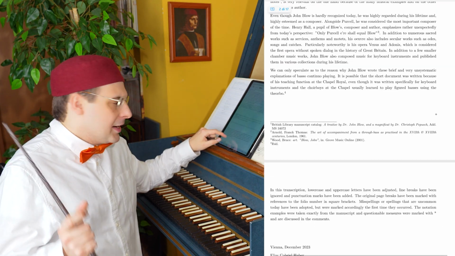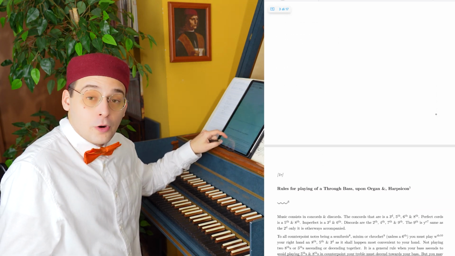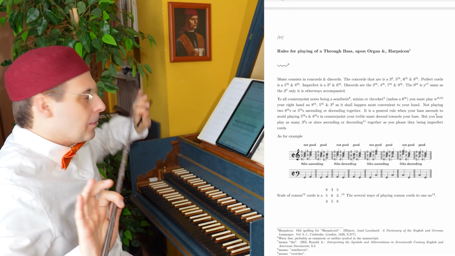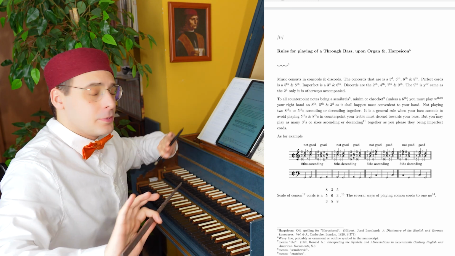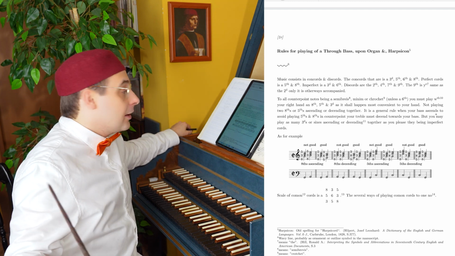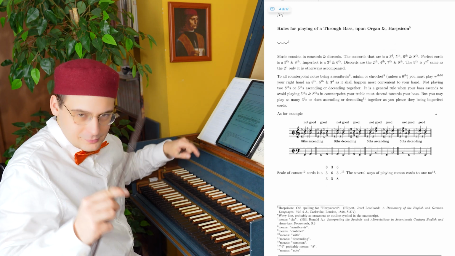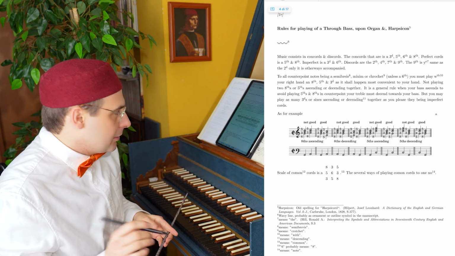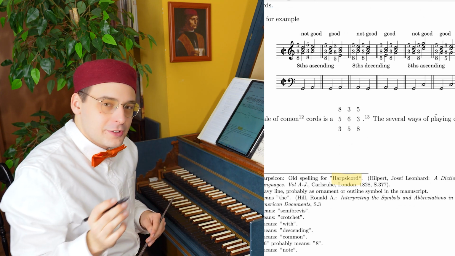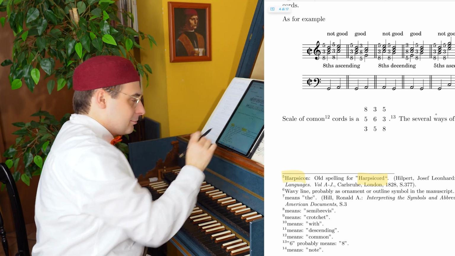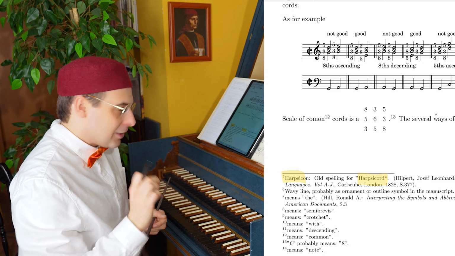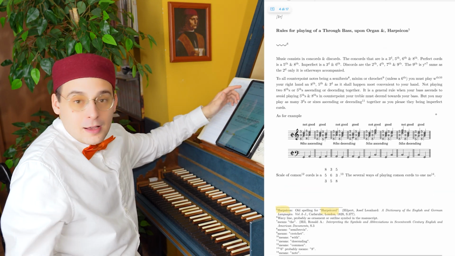It's very elementary in many aspects, but very interesting in its form. So, for example, here, the very beginning, the most simplest thing. Rules for playing a thorough bass upon organ or an harpsichord. There are very interesting elements. For example, I didn't know that the old spelling of harpsichord is harpsichord. So download this PDF because you can find very interesting things. Now, let's start.